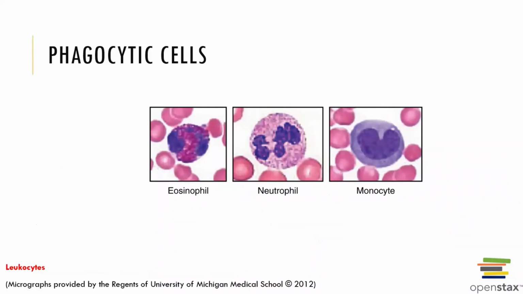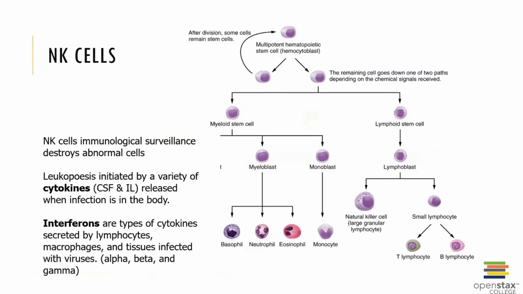Here's another look at the phagocytic cells that we talked about. Once again, the eosinophils, neutrophils, and monocytes are the different types. Once again, the NK cells detect and destroy the abnormal body cells or the virus cells that are found.